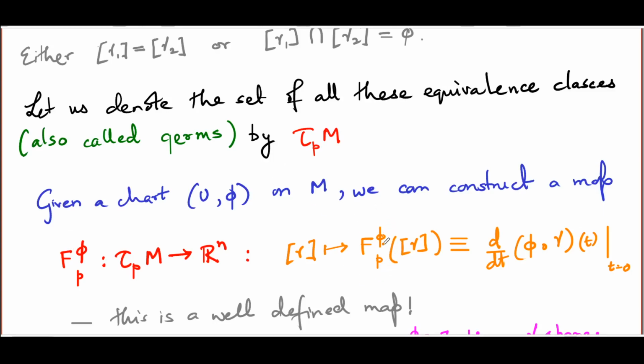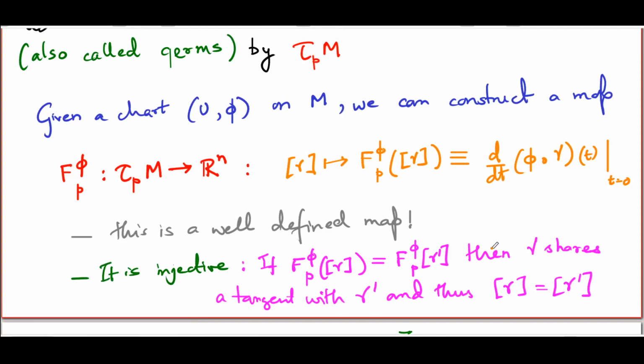Now, if the map f phi p were to act on two equivalence classes, one of a curve gamma and another of a curve gamma prime, and gave you the same value, then what this would tell you is that the curves gamma and gamma prime that you took out of their respective equivalence classes and used to evaluate this particular quantity must share a tangent at the point P, and therefore they must belong to each other's equivalence classes, and that means the two equivalence classes must be identical. But this simply means that the map f phi p is injective. It is one-to-one. If it returns the same result from two inputs, the two inputs must be one and the same.